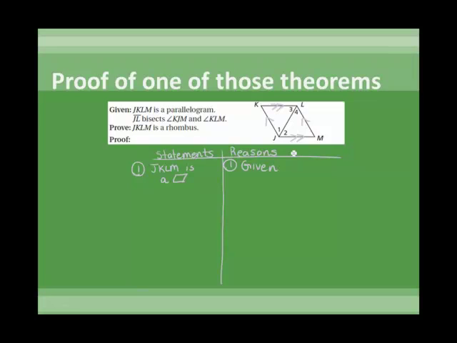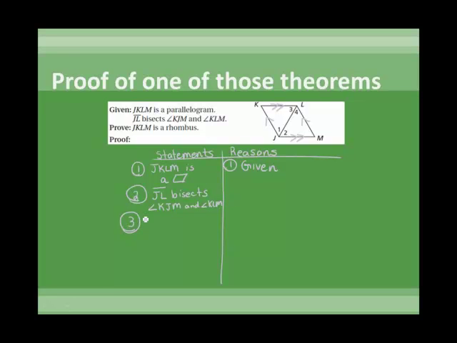Okay, then the other thing that we're given is that JL bisects angle KJM and angle KLM. Oops, I put my angle there and I should be saying JL bisects angle KJM and angle KLM. So it bisects both of those.